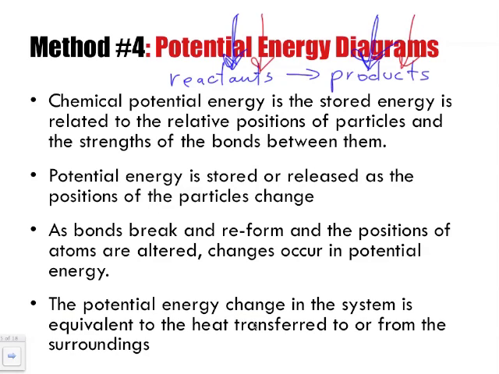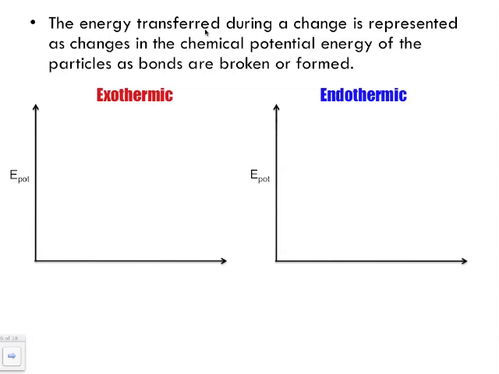So the potential energy change in the system is equivalent to the heat transferred to or from the surroundings, and we've shown this with the following diagrams. The energy transferred during a change is represented as a change in the chemical potential energy of the particles as bonds are broken or as they are formed. So we've looked at these types of energy potentials for exothermic and endothermic.